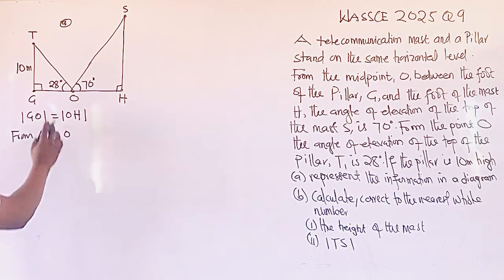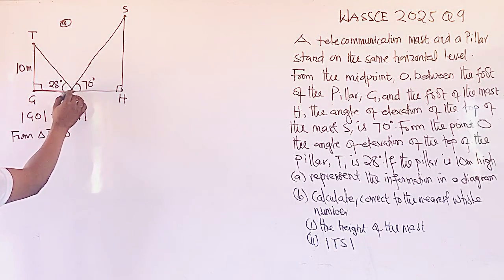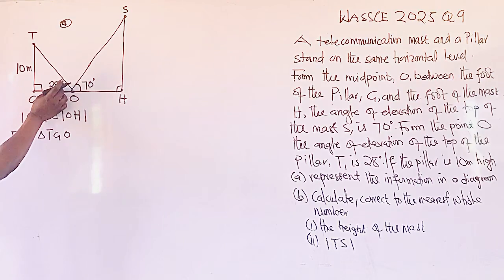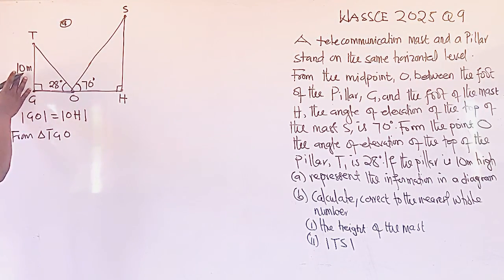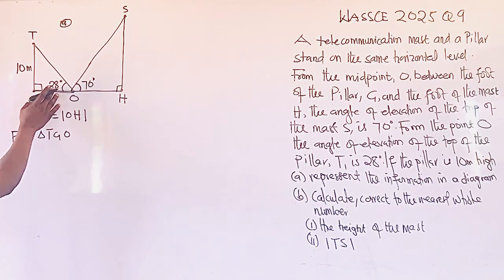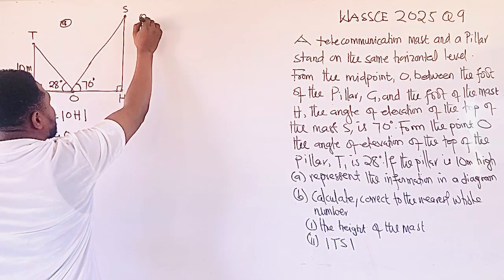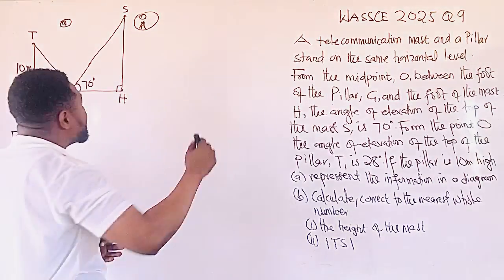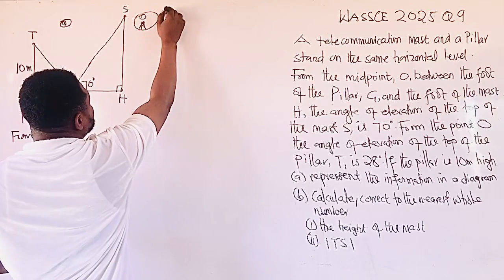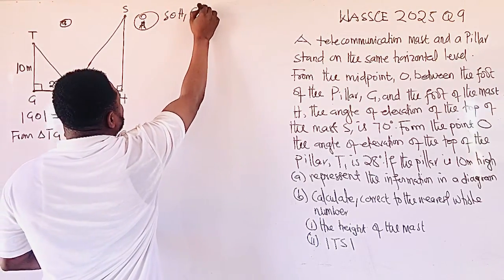TGO. Now from this triangle, our GO becomes adjacent to the 28, and our TG, which is 10, becomes opposite to the 28. So we are dealing with opposite and adjacent. But if you can remember our trig ratios, our SOHCAHTOA.